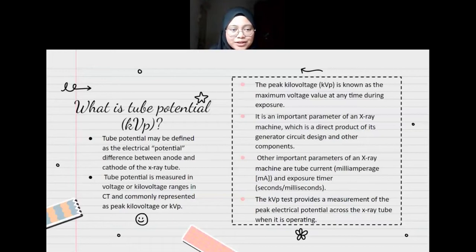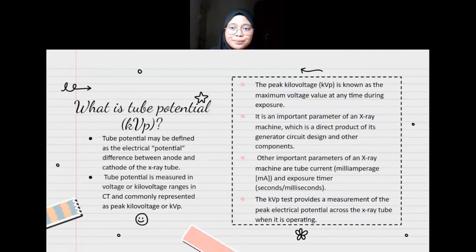Tube potential is measured in voltage or kilovoltage range in CT and commonly represented as peak kilovoltage or kVp. The peak kilovoltage, kVp, is known as the maximum voltage value at any time during exposure.